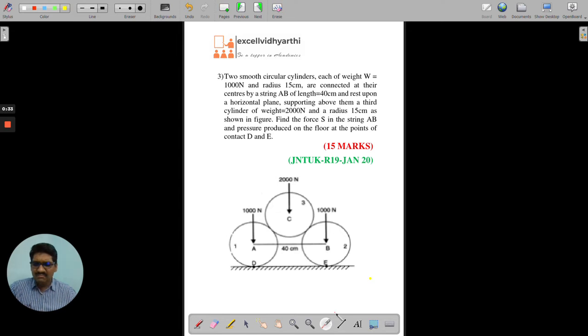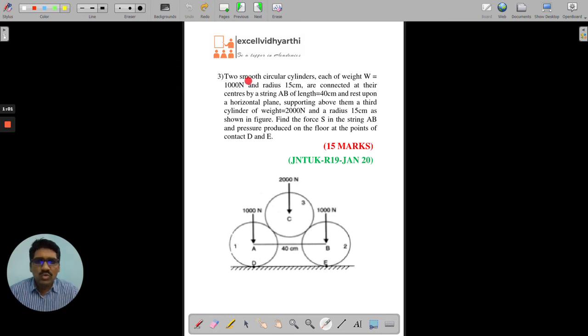He might be asking for the reaction forces at all the contacts, or he might be asking for the tension force in the string that is connecting A to B. So let me read the question. Let us see what was expected in the question.